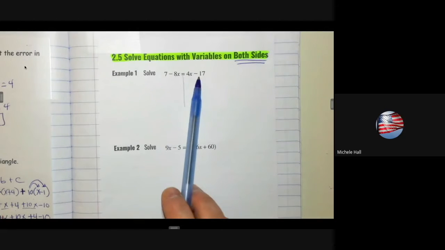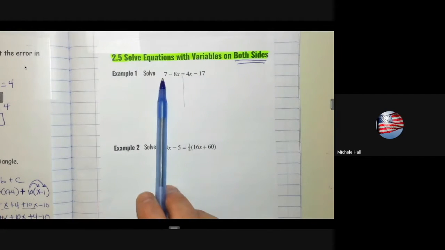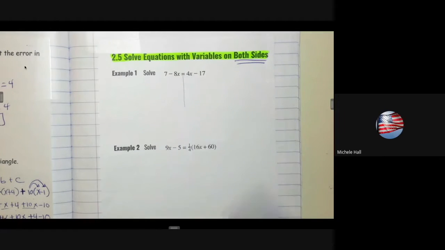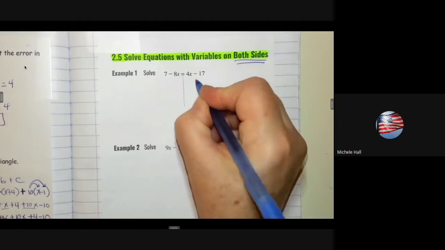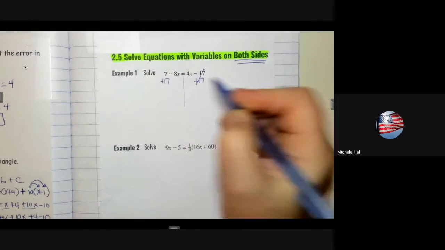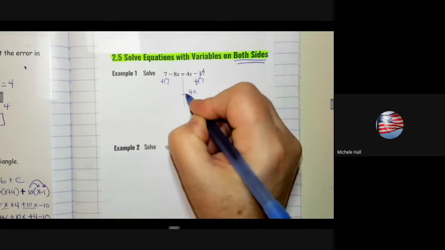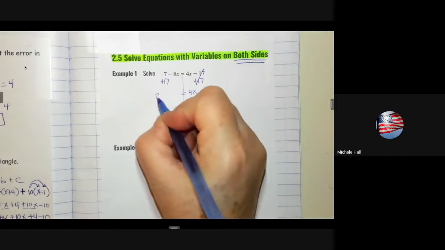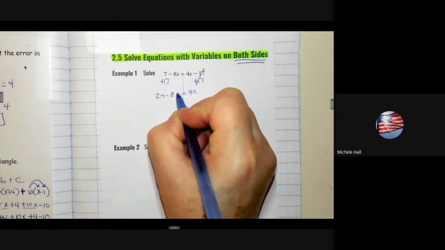Let's start by shifting the negative 17 over to the 7. Well, how would I move that across the equal sign? I do the opposite. The opposite of negative 17 is positive 17. And those cancel, and we have 4x equals 7 plus 17 is 24 minus 8x.